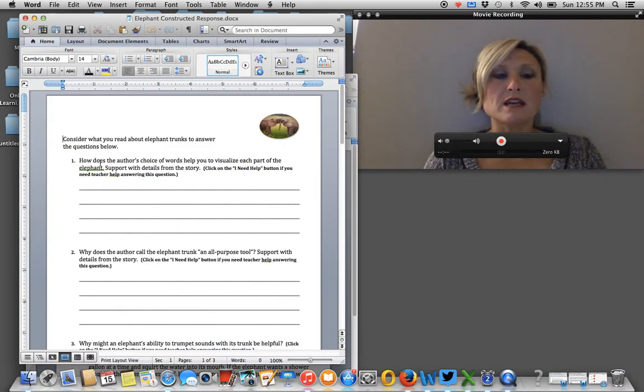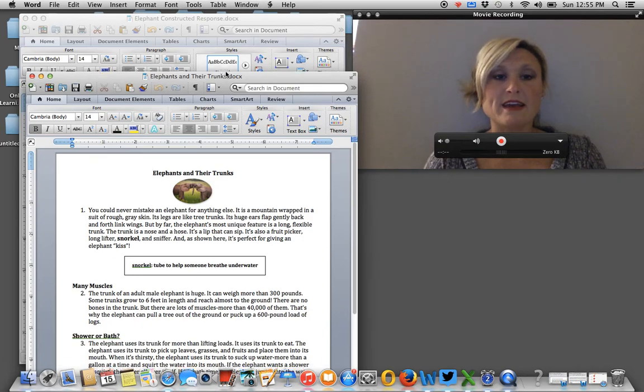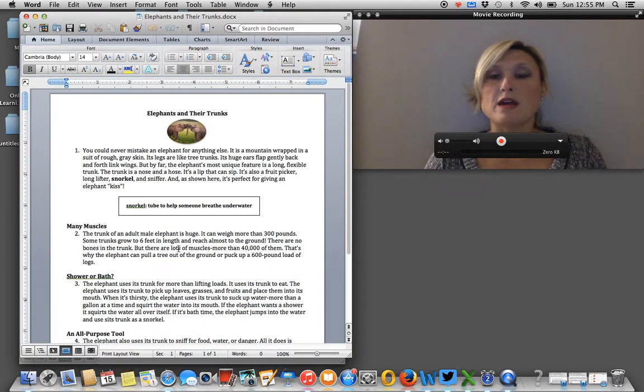Now, when you read it, it'll ask you a question, and then a lot of them say support with details from the story. That's when you'll go back in and come up with your answer to the question and be able to say where you found the answer in your story. Now, we want to help you with this because we know that we're all just learning how to do this, and this can be tricky.